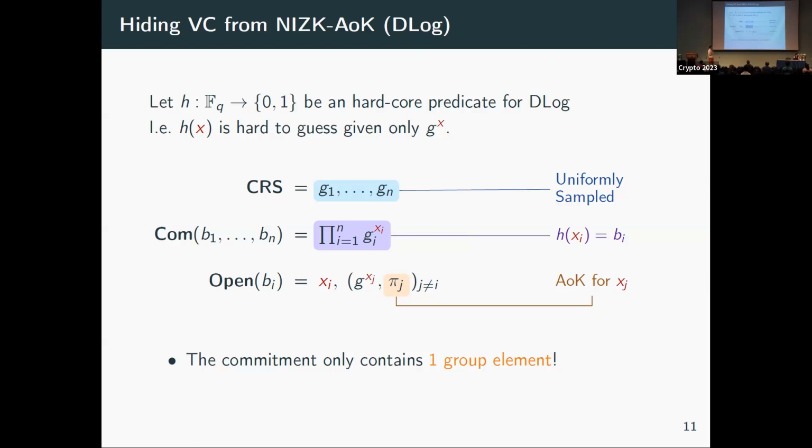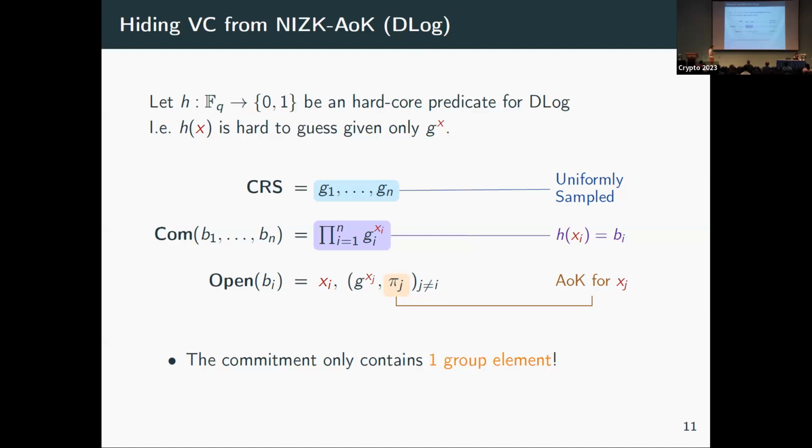There is only one group element here. And later on, when we want to open a specific position, we give the exponent of position i, and then the group element g_j to the x_j (actually there is a typo), along with a proof that we know the exponent x_j.